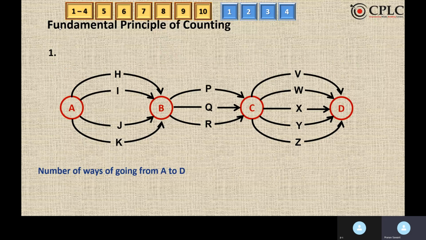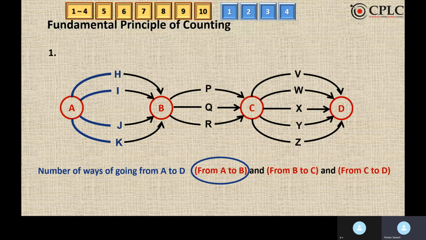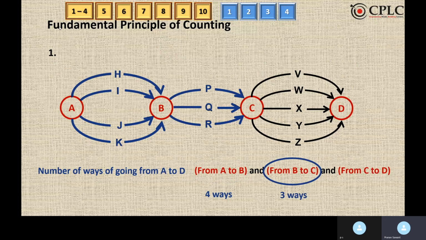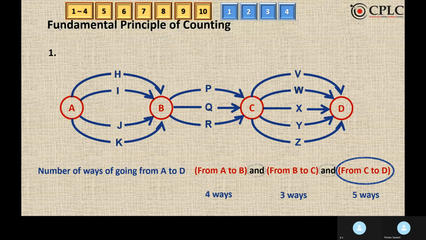Now we have to go from A to D. So the number of ways of going from A to D would be from A to B first, B to C, and then C to D. From A to B there are four ways. From B to C there are three. From C to D there are five. So total of 4 into 3 into 5, that's 60 ways. So there are total 60 ways.